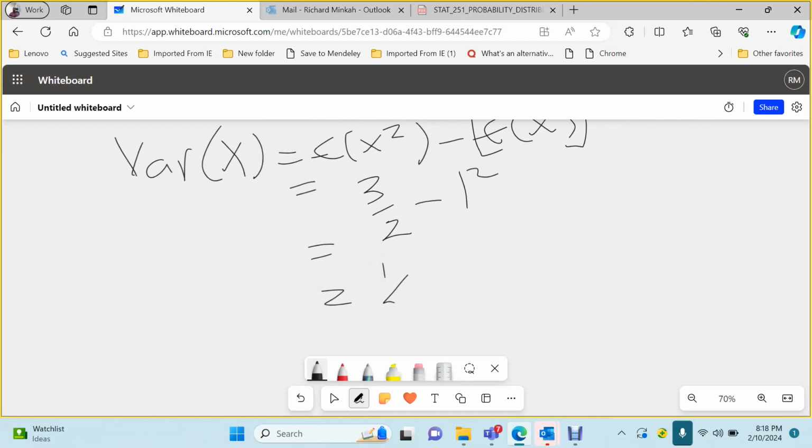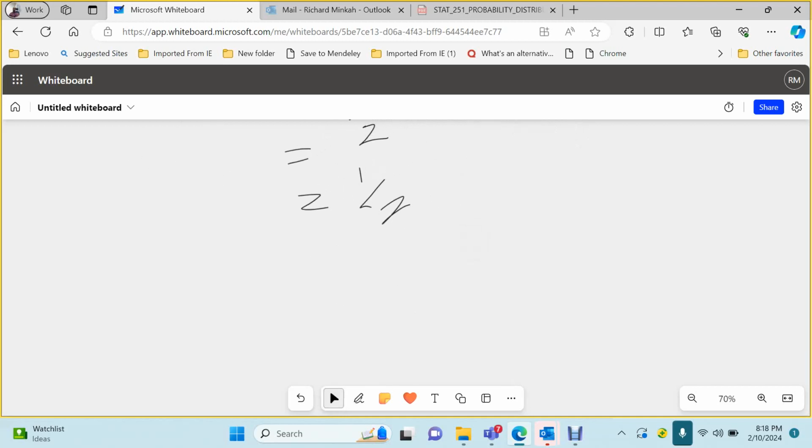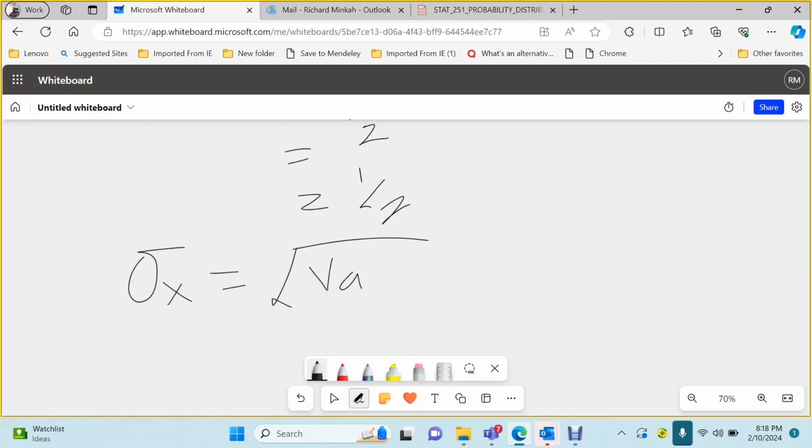So you get 1/2. That's the variance. So the variance is 1/2. From variance, we get standard deviation. What is the standard deviation? It is the square root of the variance. So we can find the standard deviation as well, and that means we have the square root of half. So that's the standard deviation.